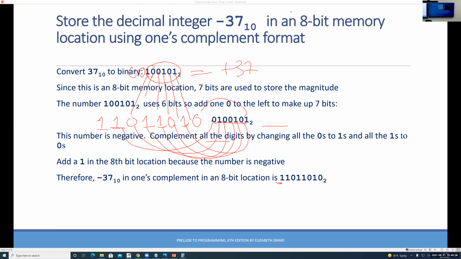It is a 1, 1, 0, 1, 1, 0, 1, 0 here. So when you look into that, you know that this one is a negative. In order to convert it back to the decimal, you have to flip it. So we have to flip this one. You convert it to 0 here, 1 here, 0, 0, 1, 0, 1. And when you convert this one, you have 37 here. That's why this one is negative 37.